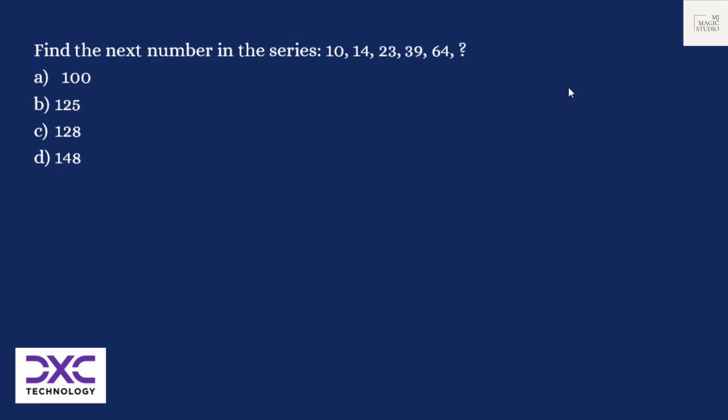One more number series on your screen and hope you are following the drill. So 10, 14, 23, I can see that it's not getting multiplied, but it's increasing. Let's find the difference. 4, 23 minus 14 is 9. This is 16. Bingo. Difference is a square of the natural number series.